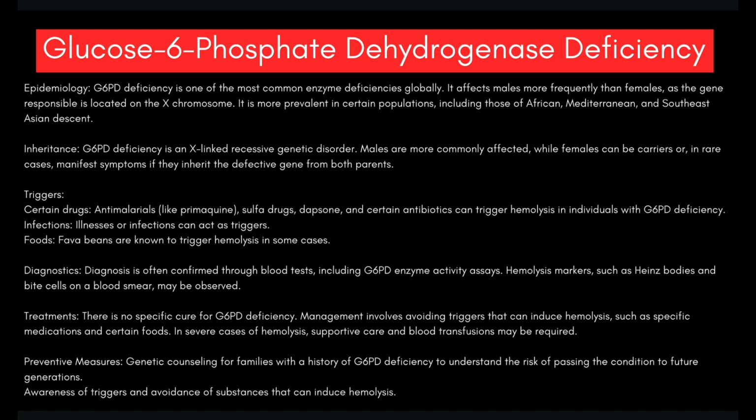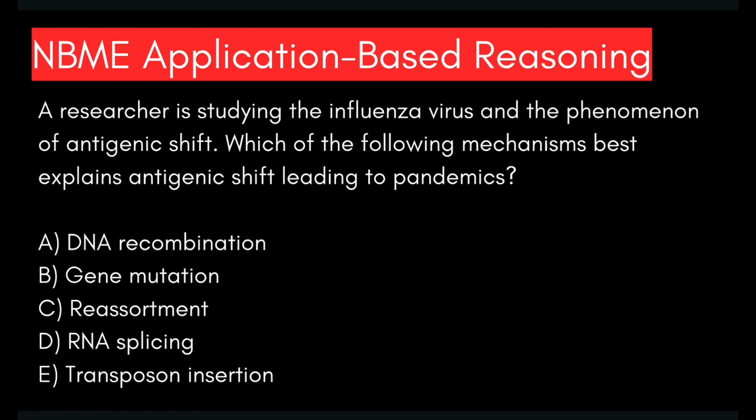Now on the next slide, I just have all the text that I spoke to you guys, so be sure to take a look at that and write notes on it if necessary. Otherwise, I'm going to be moving on to the NBME application-based reasoning questions. So we have a certain researcher studying the influenza virus and the phenomenon of antigenic shift. Which of the following mechanisms best explains antigenic shift leading to pandemics?